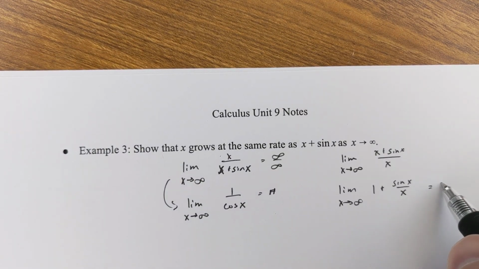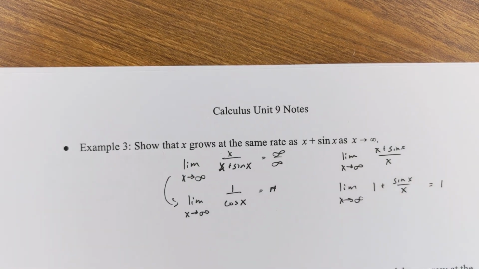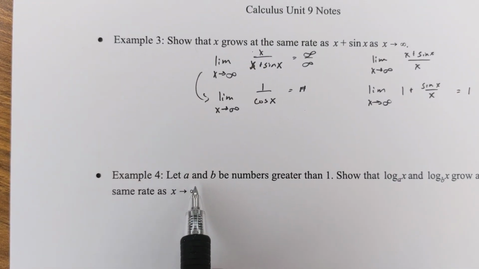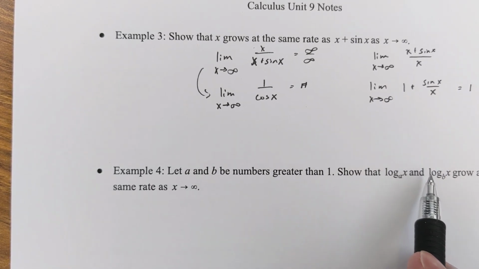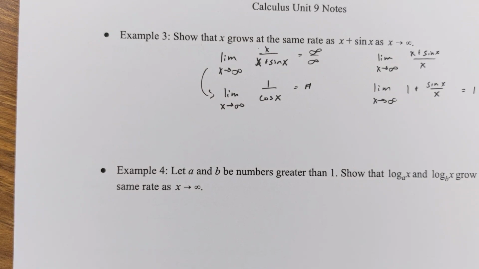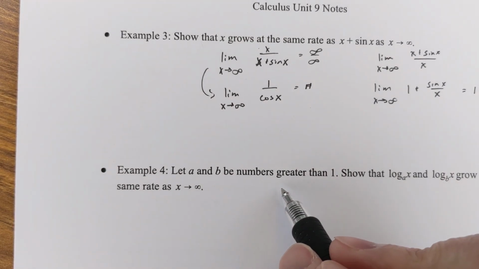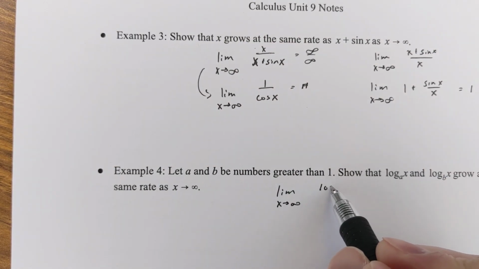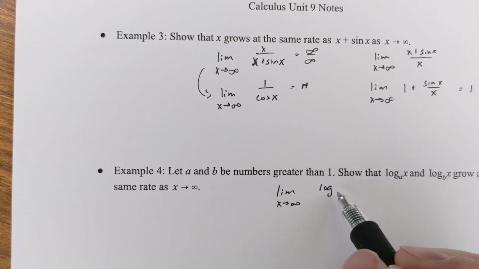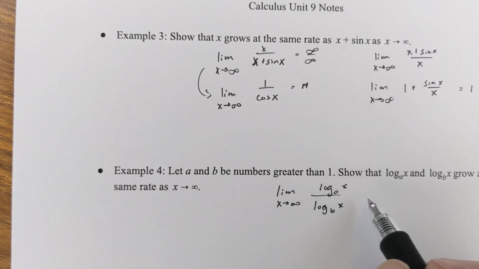So, and this does equal 1. So you get a non-zero number. All right, so example 4, let a and b be numbers greater than 1. Show that log base a of x and log base b of x grow at the same rate as x goes to infinity. So the limit as x goes to infinity of log base a of x over log base b of x.